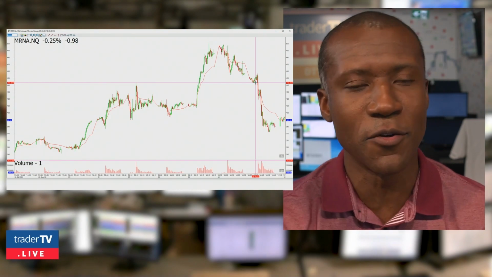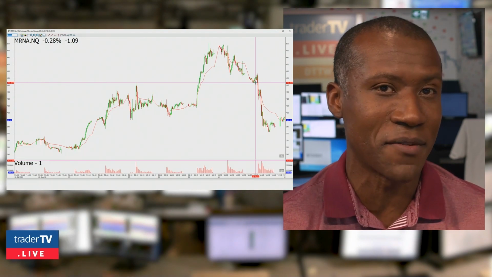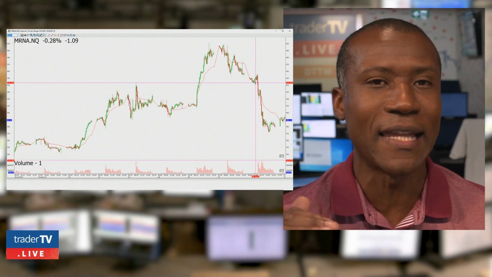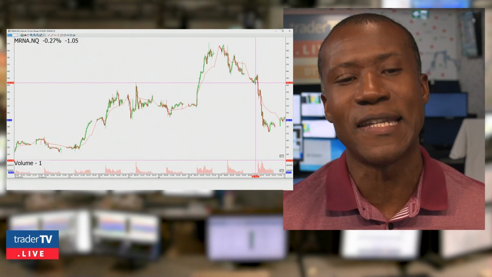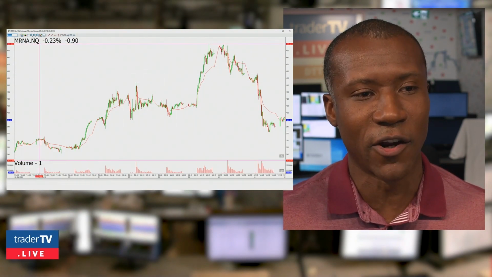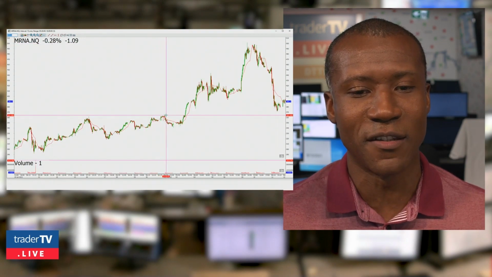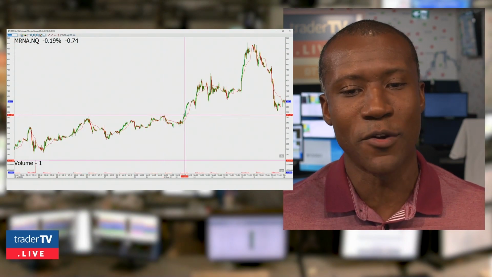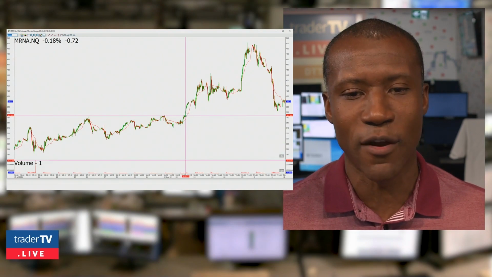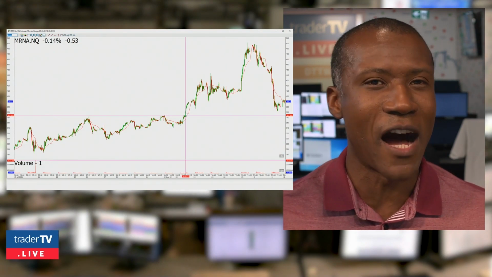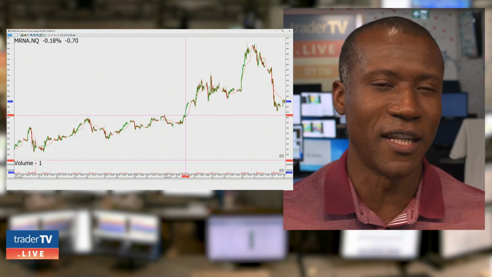Now, you could have 2 or 3 tests on the same day. This is not what we're talking about. I want that level tested on separate days, and that's what we got here when we looked back at that 365 break. It's tested on separate days before eventually breaking out to the upside. Just a good way to have a higher percentage trade, the multi-day breakout.